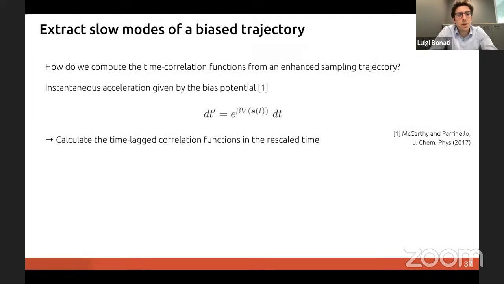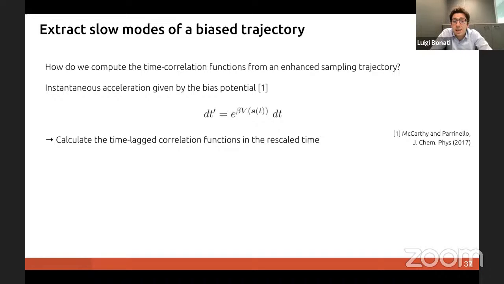Of course, we need to compute the time correlation function from an enhanced sampling trajectory. And this gives us some troubles. What we can do is consider the effect of the presence of the bias potential as giving an instantaneous acceleration, which is proportional to the exponential of the bias. This is actually very similar to what is assumed when we want to extract, for instance, kinetic rates from biased simulation. So by making this assumption, we can calculate the time lag correlation function, not in the simulation time, but in the time rescaled by the presence of the bias potential.